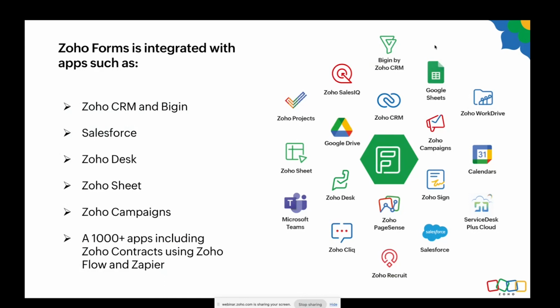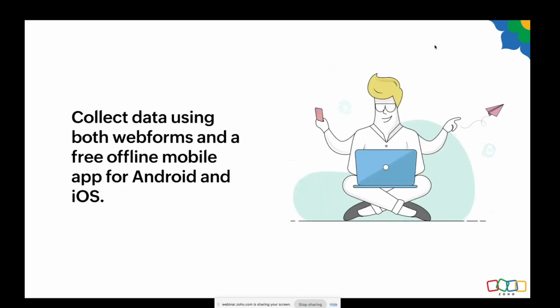Similarly, let's say that you have a form on your website and the information you collect from the website has to auto-populate in an application like Zoho CRM. Let's say that you have a lot of contacts in Zoho CRM that need to be auto-populated from forms. You can get the data and pass it to the contacts module in CRM and then automate the data entry process over there. So not just web forms, we also have an offline mobile application for Android and iOS.